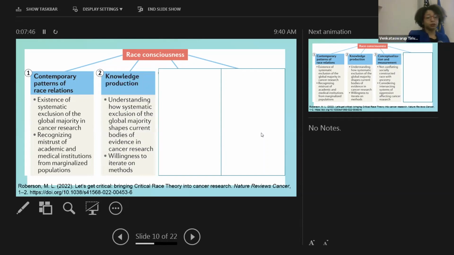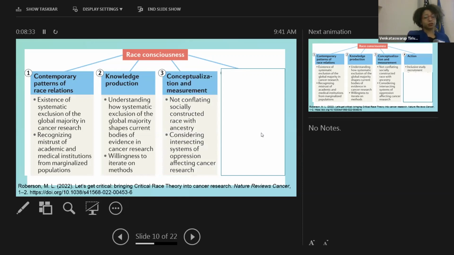Thinking about knowledge production, as I mentioned, a lot of our original discoveries in cancer research have come from European descended populations. We really need to grapple with how that systematic exclusion of the global majority has shaped our current body of evidence in cancer research, and contend that we don't have a lot of answers for folks who are not European descended. Within that, we need a willingness to iterate on methods and admit that we've done things in a very exclusionary way that has limited these inferences in other populations, and has exacerbated cancer disparities and cancer inequities, even though we are increasing our capabilities in treating all sorts of cancers.